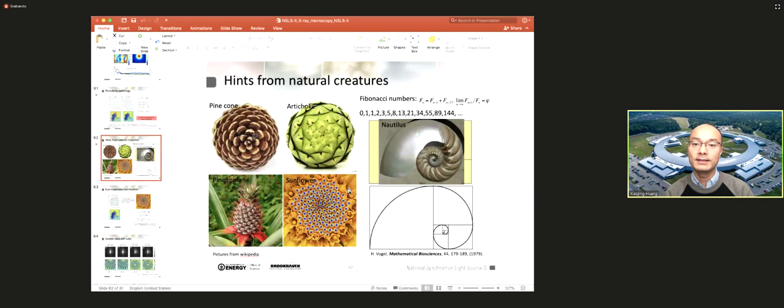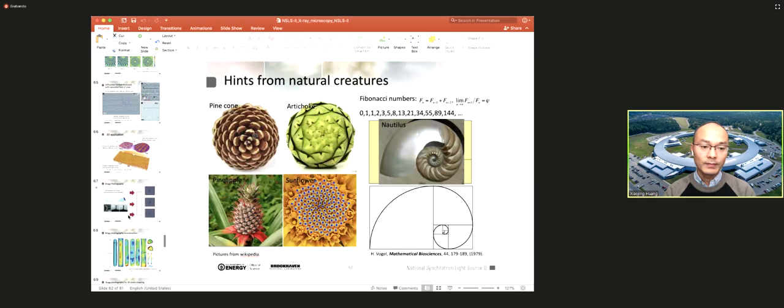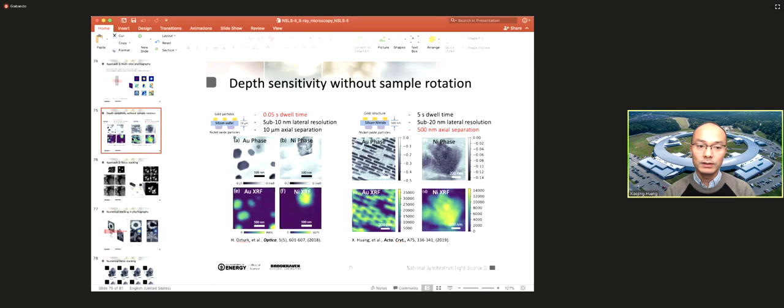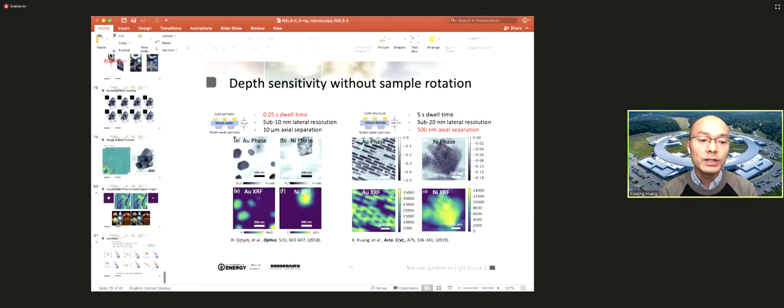There is a question in the Q&A. How long does it take on average to complete the different scans? Let's go back to here. This is an example. As I mentioned, let me break this question into two folds. The first one is if we only care about the fluorescence signal.